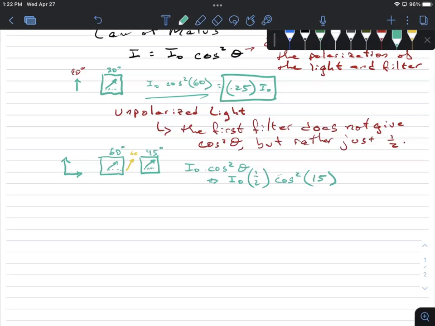And now I've made it through the system, and I could calculate my answer. So I go into my calculator, do cosine squared of 15 times a half, and I get 0.467 I naught.